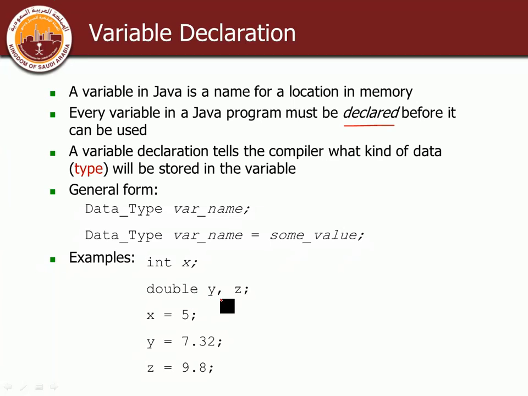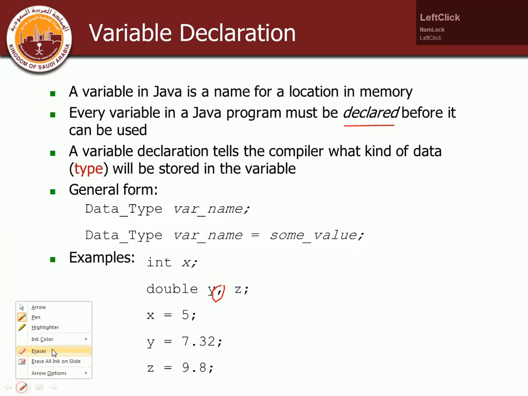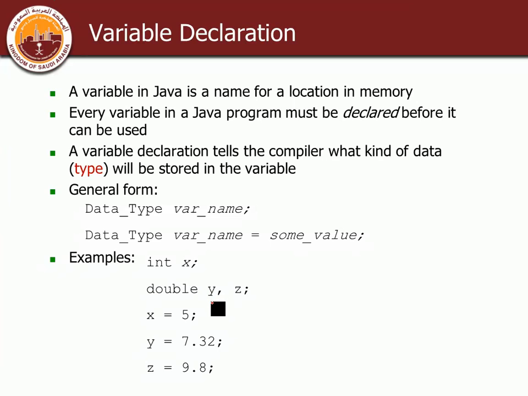But then I'm doing something that I didn't talk about. What is this comma doing here? Exactly, because I'm declaring more than one variable of this data type. So x is int, but I have y and z that both of them are double. So I can do this using this comma.